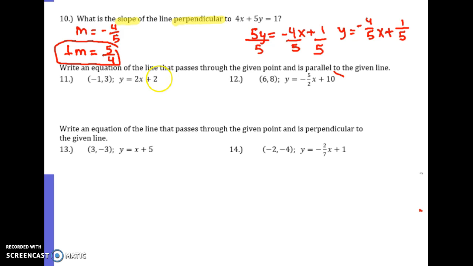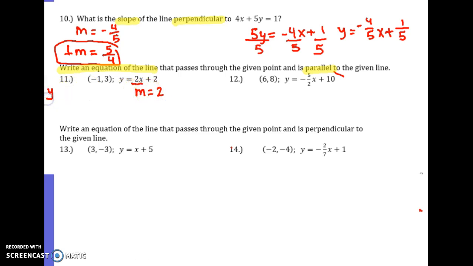Okay, moving on to number 11. Write an equation of a line that passes through the given point and is parallel to the given line. So this time we need to find the slope, but our answer is going to be the equation of the line that passes through the point and is parallel. We look here and we need the slope. Our slope is going to be 2. Okay, so it's parallel. It's going to be the same slope.